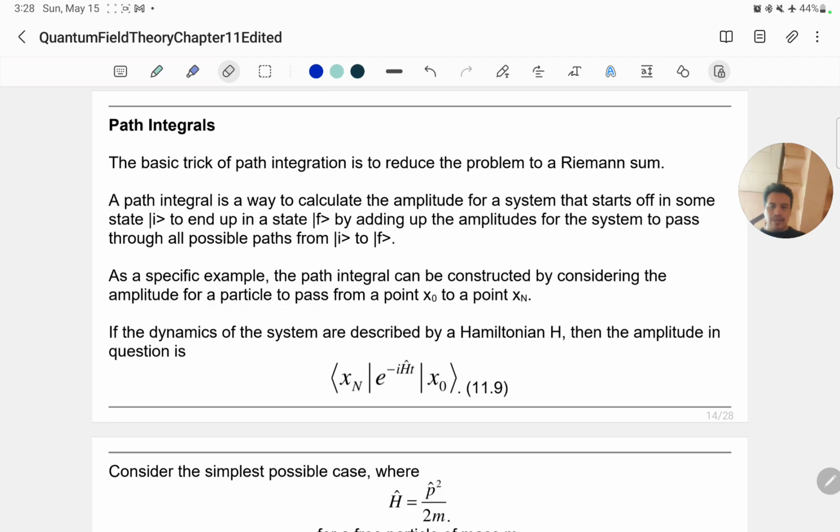So for example, the path integral can be constructed by considering the amplitude for a particle to pass from point x sub o to a point x sub n, where n is the final and the o represents the original point, or the initial point, or the origin. If the dynamics of the system are described by the Hamiltonian H, then the amplitude is written using this expression here.